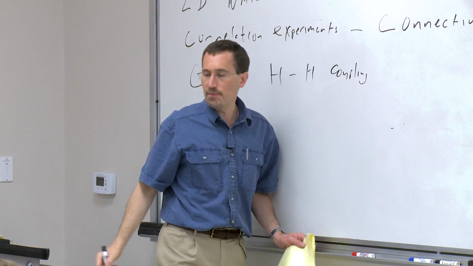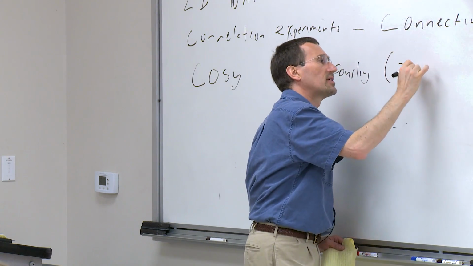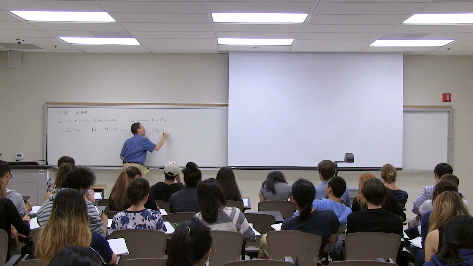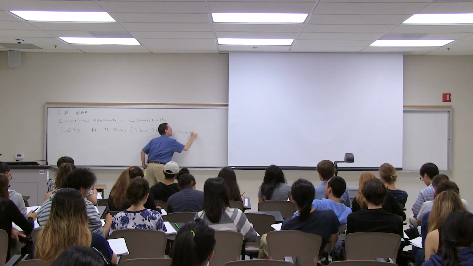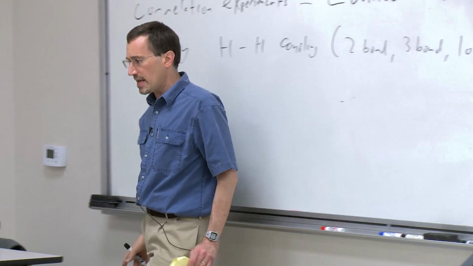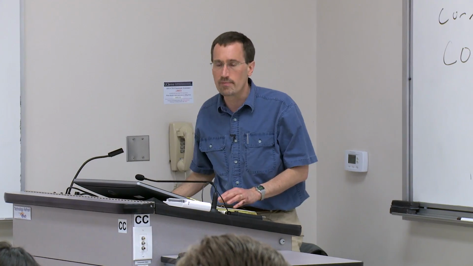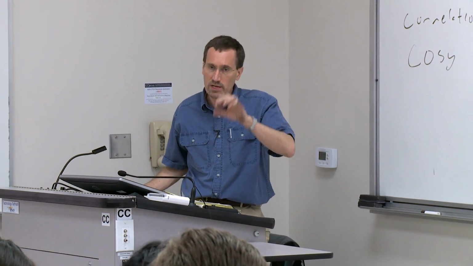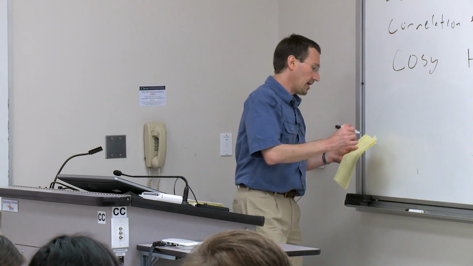And that coupling can be any sort of coupling that gives rise to splitting. It can be 2-bond coupling, 3-bond coupling, long-range coupling. Any case where you would get splitting, you can get a cross peak in the COSY spectrum. Depending on the degree of splitting, your cross peak may be weaker or stronger. If the coupling constant is very small, you may not pick it up.